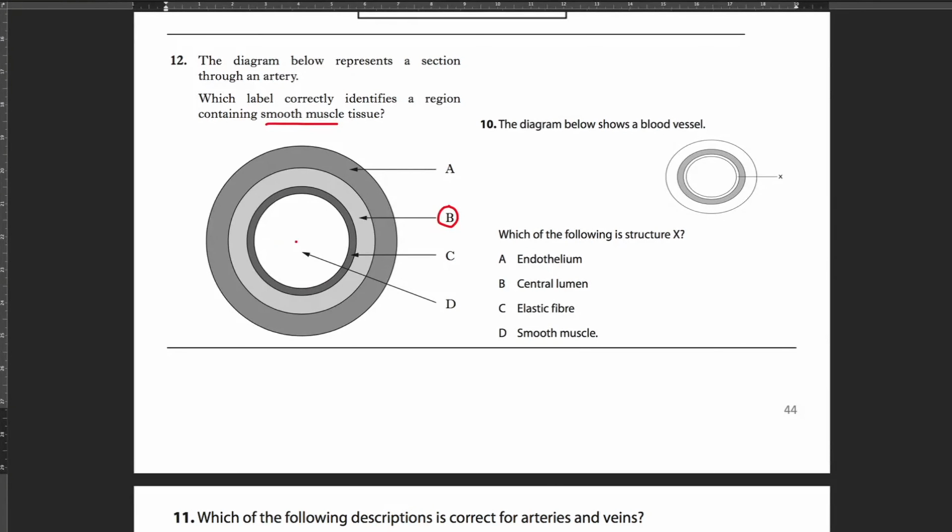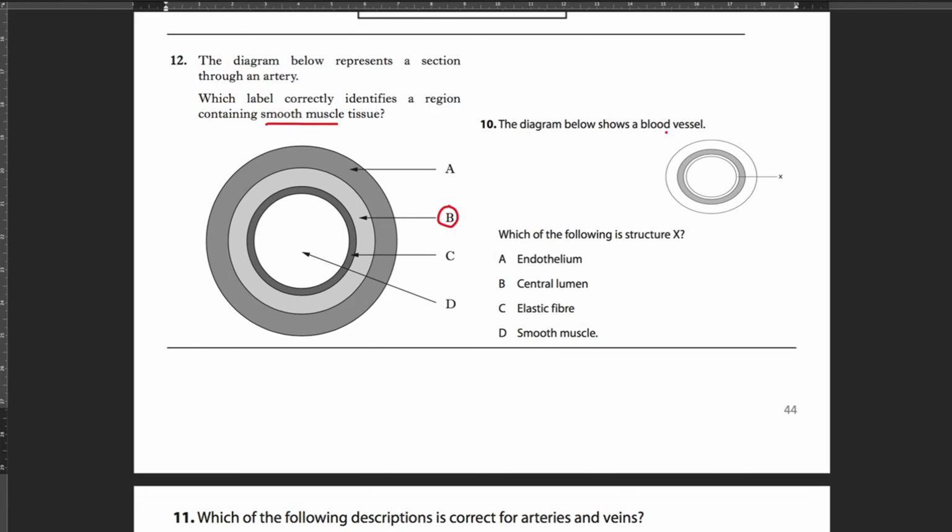And we can see the diameter of that central lumen there. Then the endothelium, the smooth muscle, and the connective tissue. You need to know those layers for our blood vessels because this, as you can see from the couple we've looked at, is a common question in the exam.